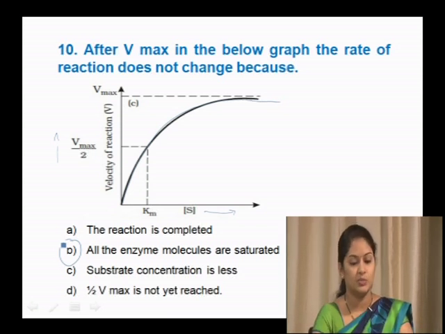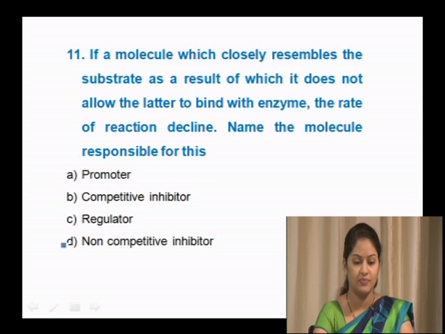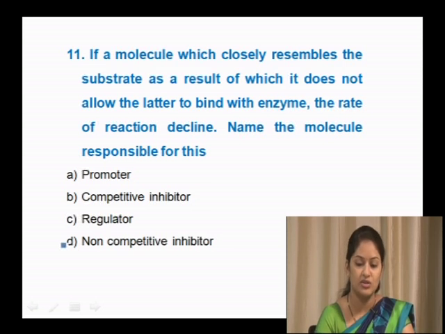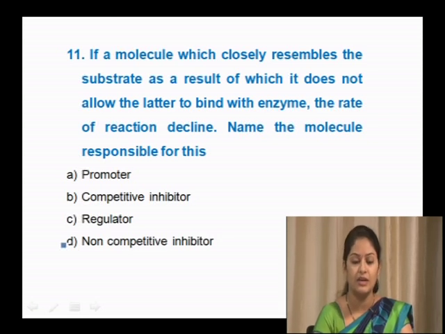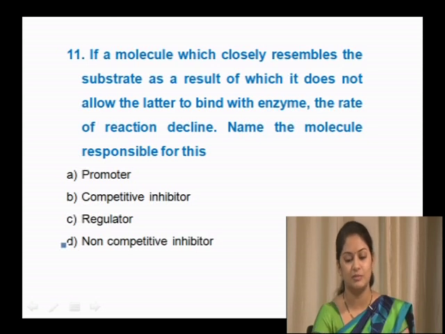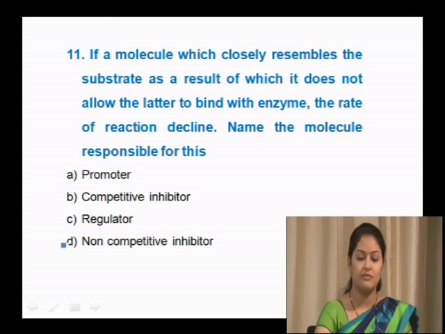Moving on to the next one, question number 11. If a molecule closely resembles the substrate, as a result of which it does not allow the latter to bind with enzyme, the rate of the reaction will decline. Name the molecule responsible for this. So here we are including another factor of enzyme.